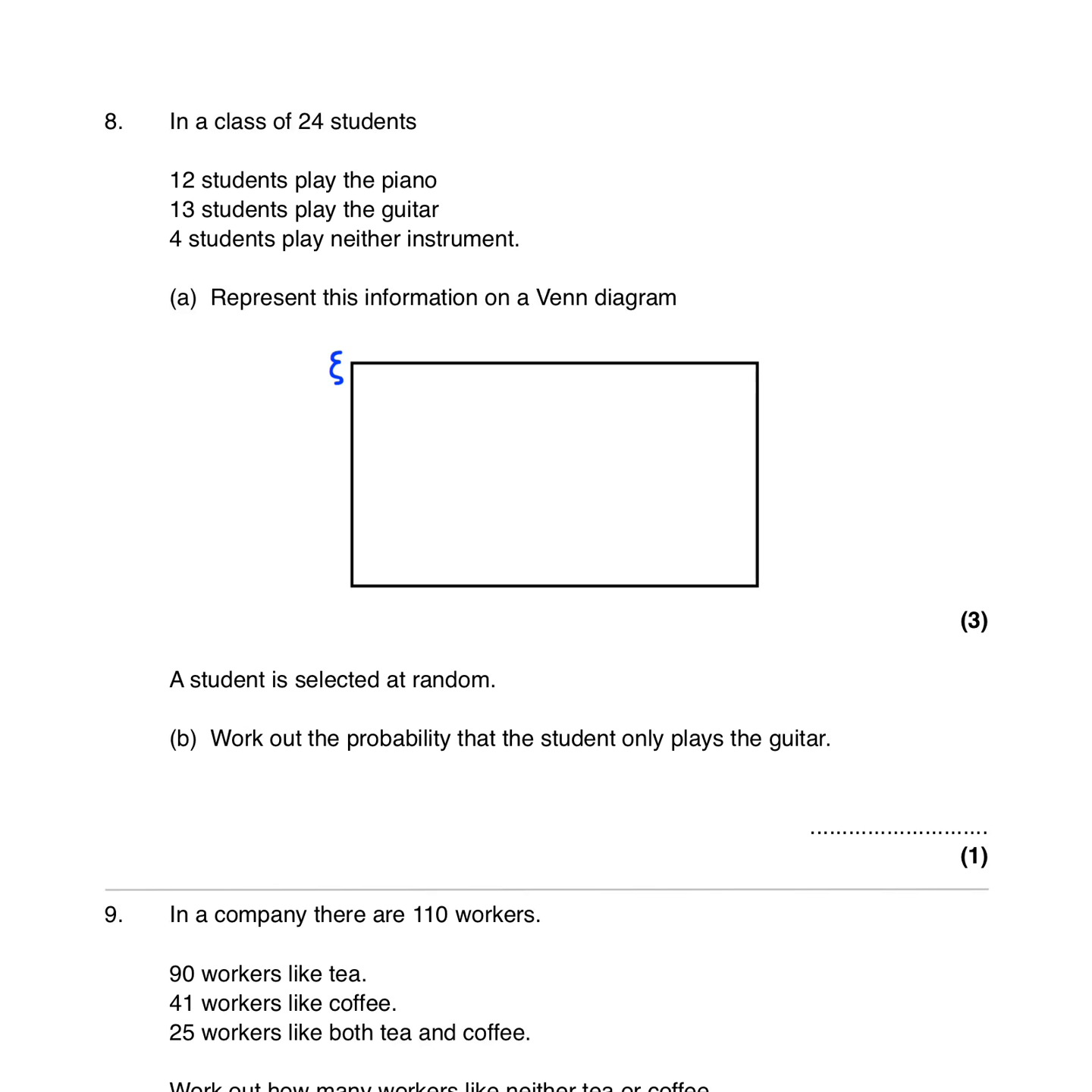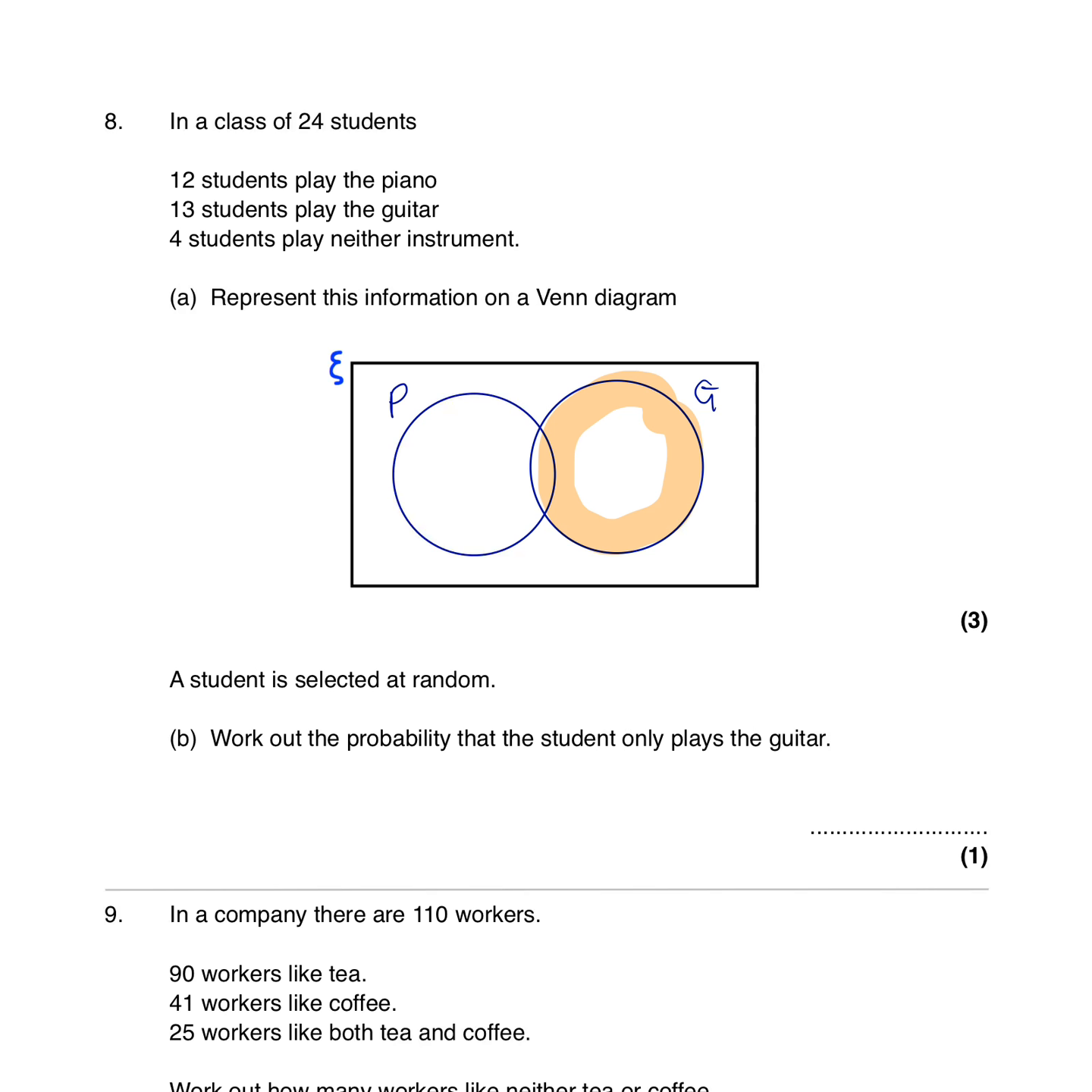In a class of 24 students, 12 students play the piano, 13 students play the guitar, 4 students don't play an instrument. So I have 2 different instruments. So I need 2 different circles. 12 students play the piano, that would be the entire piano circle. So I can't put a 12 in there because that would have included the people who also can play the guitar. 13 students can play the guitar, so that means that this circle here comes to a total of 13.